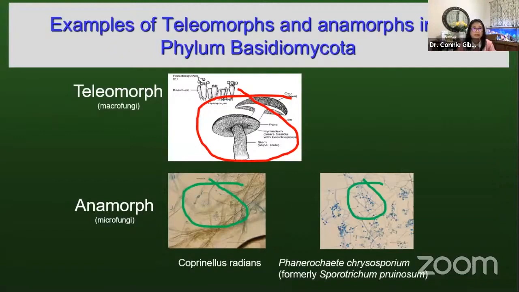Okay, here are examples, or an example of a teleomorph and anamorph in the phylum Basidiomycota. So alam mo yung Basidiomycota, yun yung mga mushrooms. So makikita mo yung teleomorph niya kasi nakikita mo sa field, yung bracket fungi na nasa trees, nakikita mo yon, that's a teleomorph. And then yung mga kinakain nating mushrooms. Tapos yung puffball, that's a mushroom too.